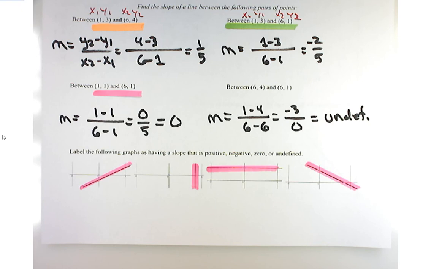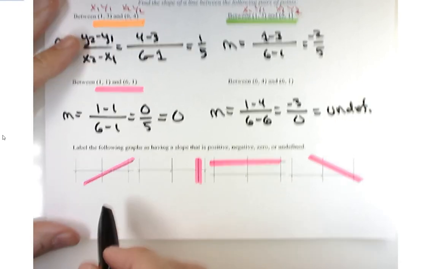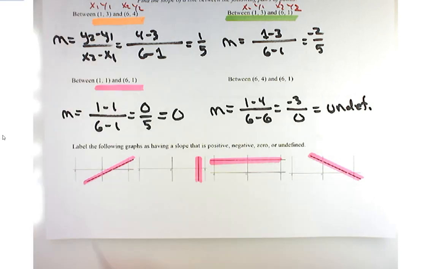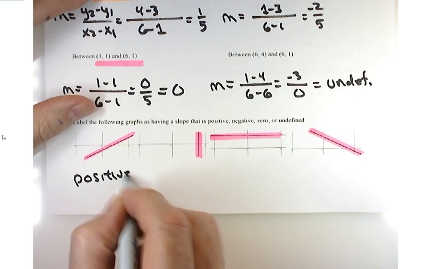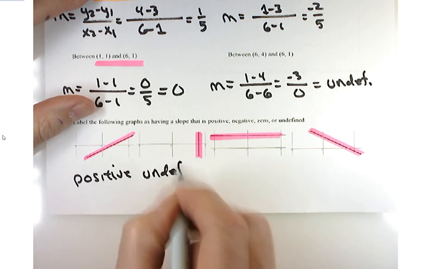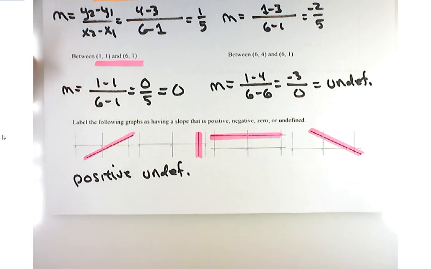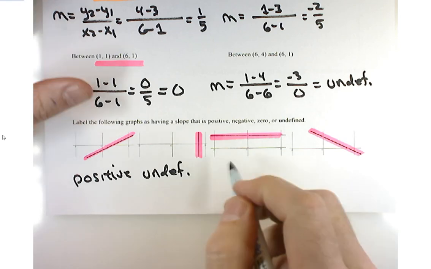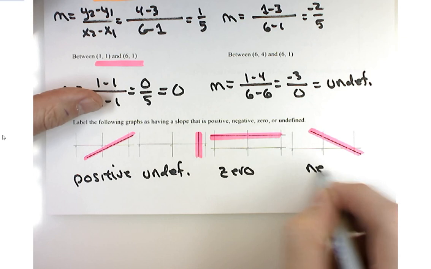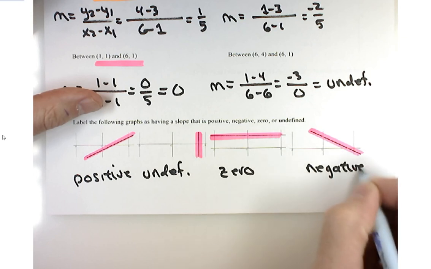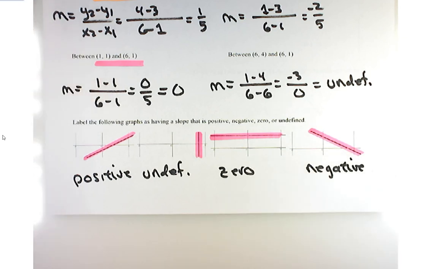Okay, so let's see. Mel, how about you give me the first 2 here? What are those slopes? Positive and undefined. Good. Positive and undefined. Perfect. And go on, Rachel. How about the next 2? 0 and negative. Good. 0 and negative. Thank you, ladies. Perfect.